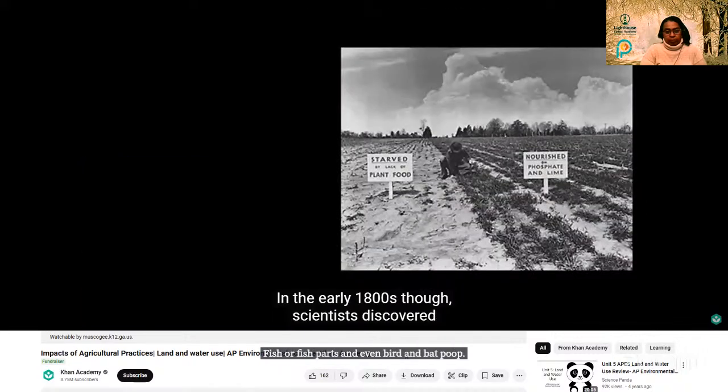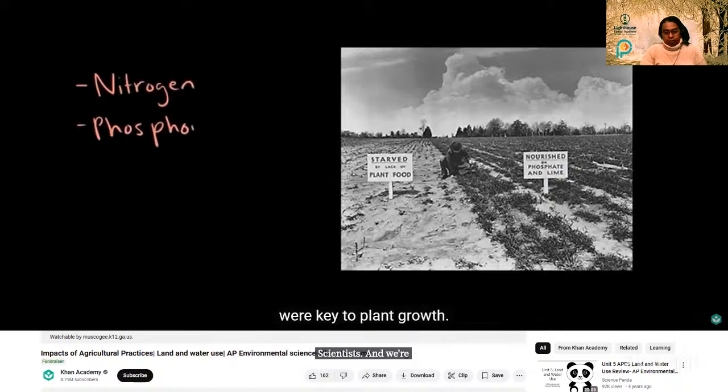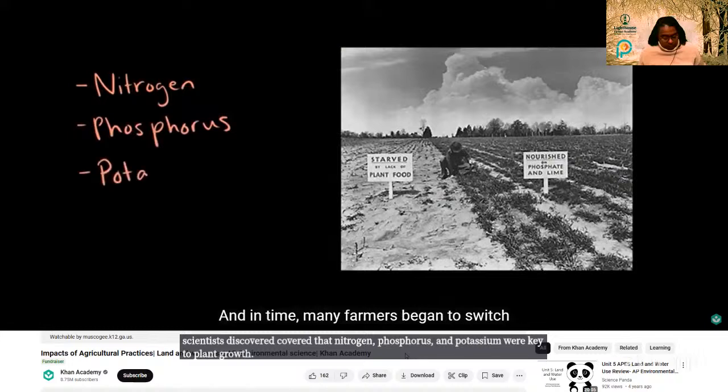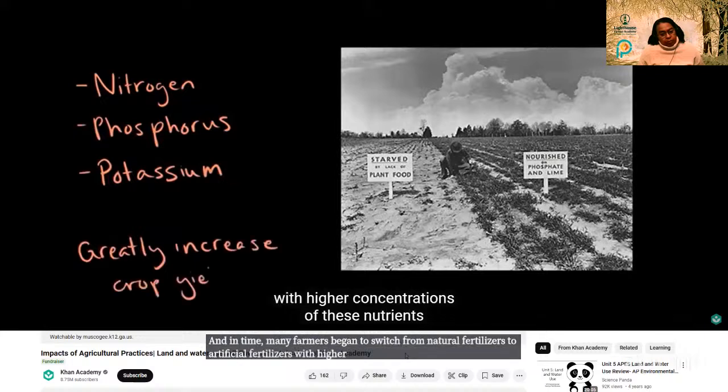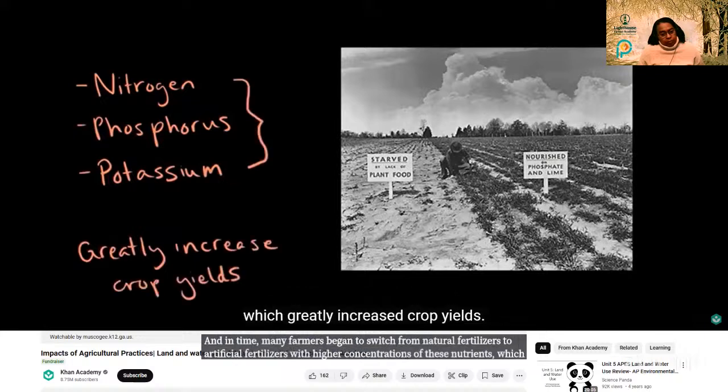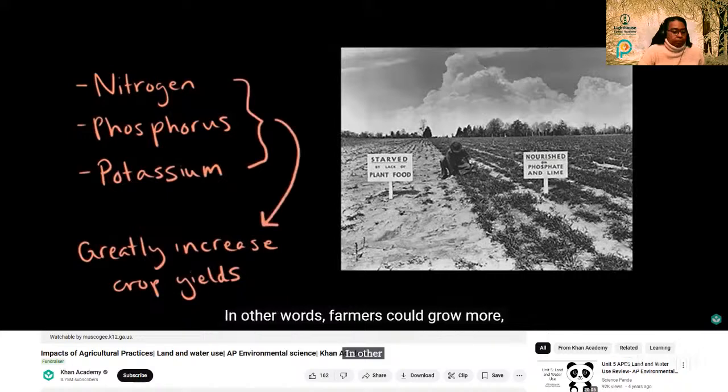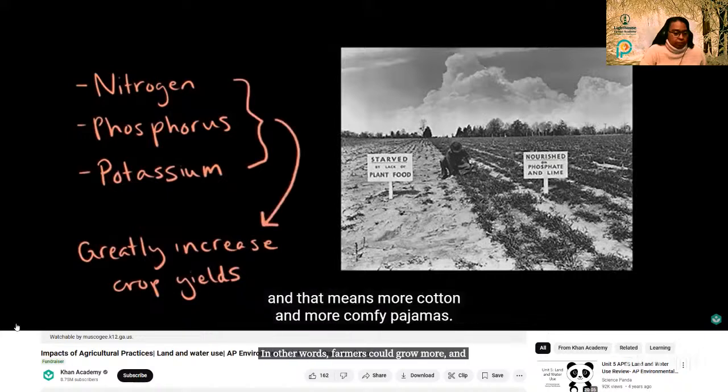In the early 1800s, though, scientists discovered that nitrogen, phosphorus, and potassium were key to plant growth. And in time, many farmers began to switch from natural fertilizers to artificial fertilizers with higher concentrations of these nutrients, which greatly increased crop yields. In other words, farmers could grow more, and that means more cotton and more comfy pajamas.